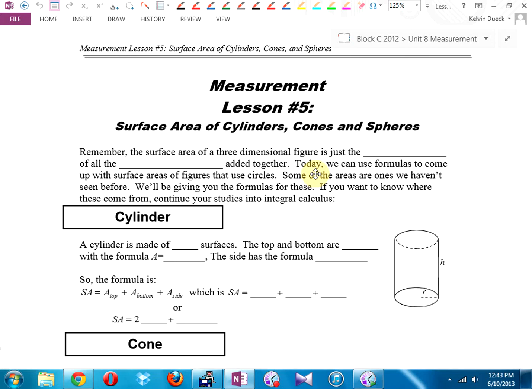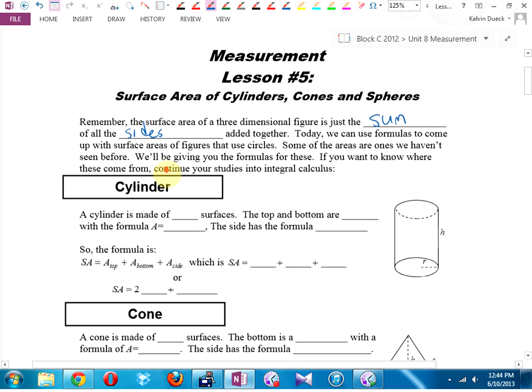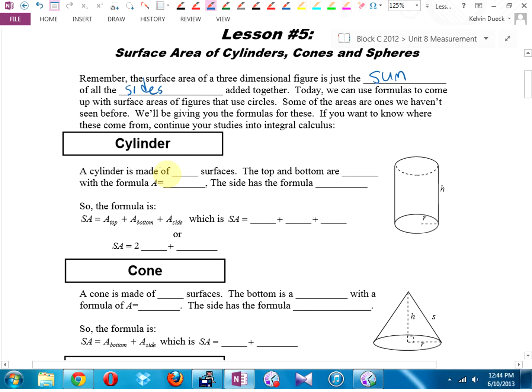So we've looked at pyramids and prisms. What about cylinders, cones, and spheres? You might want to find those on your formula sheet. Remember, the surface area of a three-dimensional figure is just the sum, the total of all the sides added together. Add up the areas of each side. When you have curvy shapes, visualizing what those sides are is a little trickier. So take a look at a cylinder. A cylinder is made up of 3 surfaces.